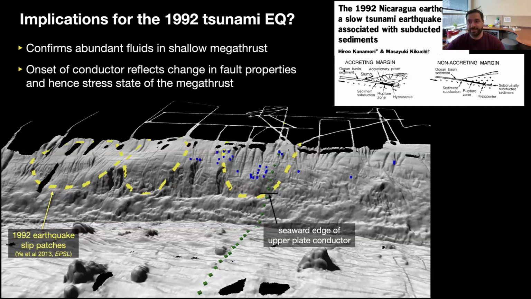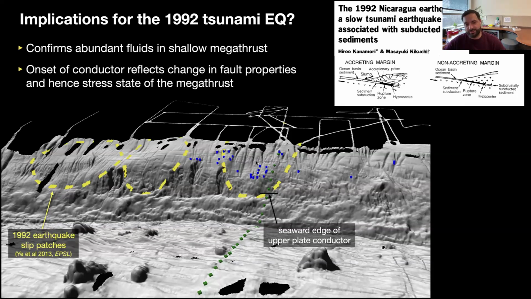And you can see here, even within a year, or maybe a little more than a year after this earthquake occurred, Kanamori and Kikuchi wrote this Nature paper suggesting that this slow tsunami earthquake likely has to do with the fact that this is a non-accreting margin where it's sediment and therefore fluid rich along the plate interface. And that jives perfectly with what we imaged as well.